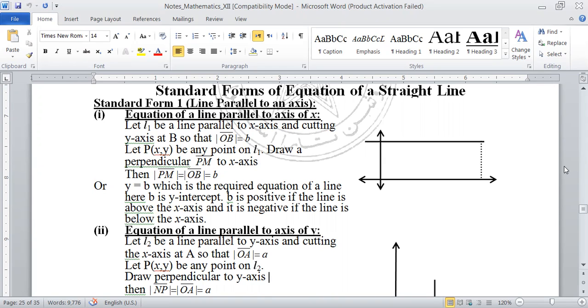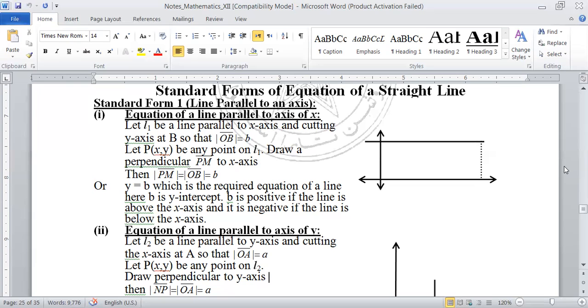Now let P of xy be any point on line L1, draw perpendicular PM to x axis, then PM is equal to OB is equal to B. P of xy हमने लाइन के ऊपर एक कोई पॉइंट चूज किया है और उससे हमने एक PM परपेंडिकुलर ड्रा किया. PM का डिस्टेंस और OB का डिस्टेंस बराबर होगा और PM किसके बराबर है या OB किसके बराबर है, दैट इज y. Y is equal to B, which is the required equation of a line. Here B is y intercept.